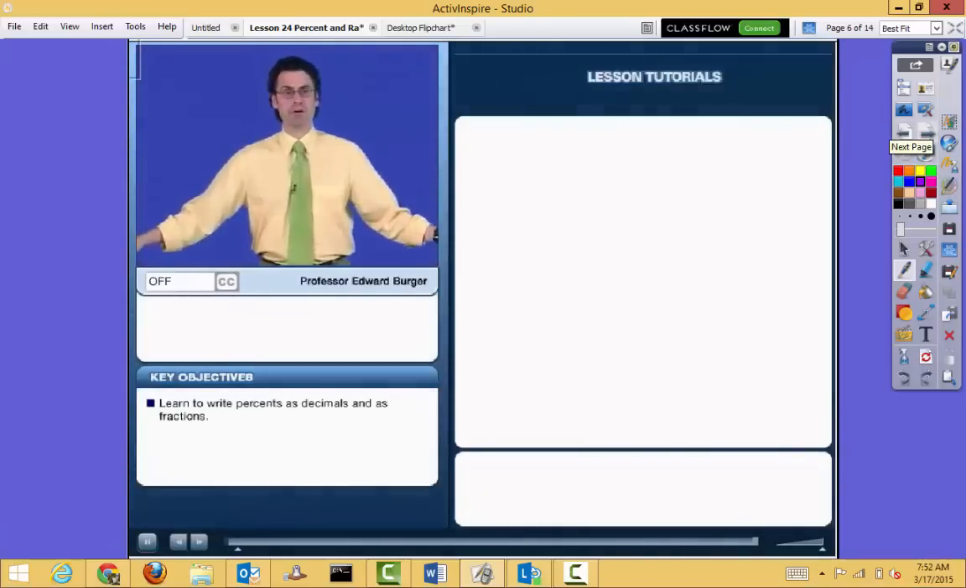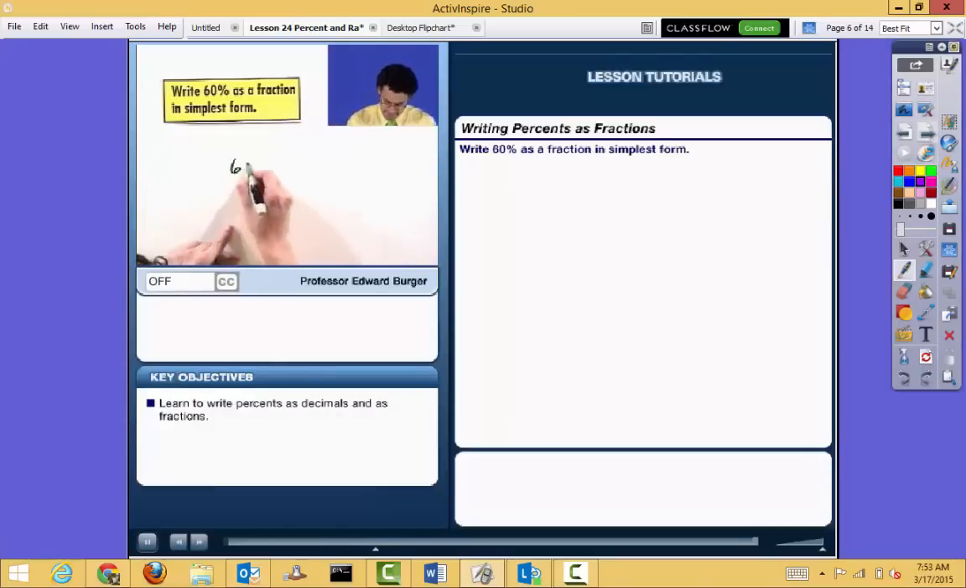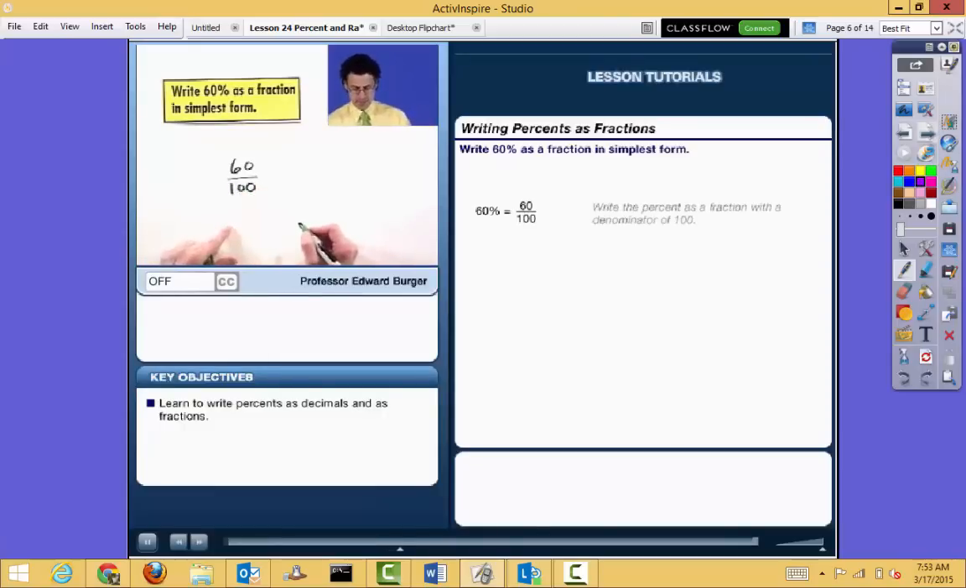Alright, let's take a look at an example that involves a percent. Let's write 60% as a fraction in simplest form. Remember, we just saw that we can think of a percent as a ratio, as a fraction, and now let's start studying it that way. So what do we have here? 60%. Well, that means a ratio of 60 to 100. So we have 60 over 100 as the fraction. And now I want to write that in simplest form.